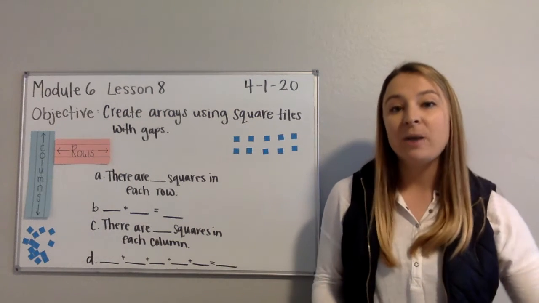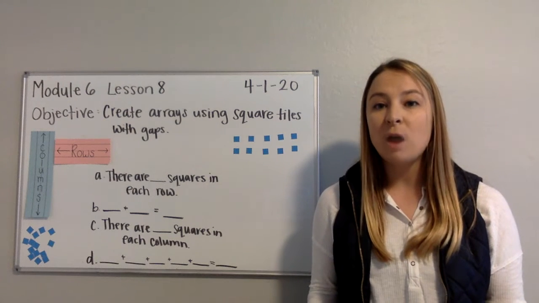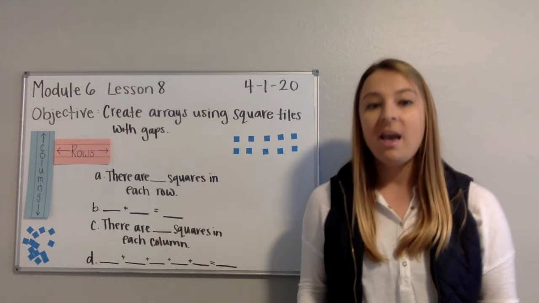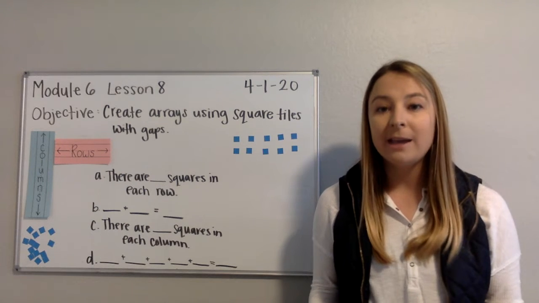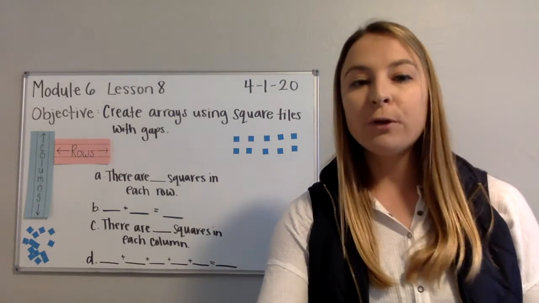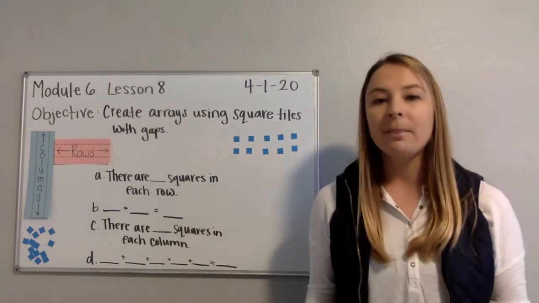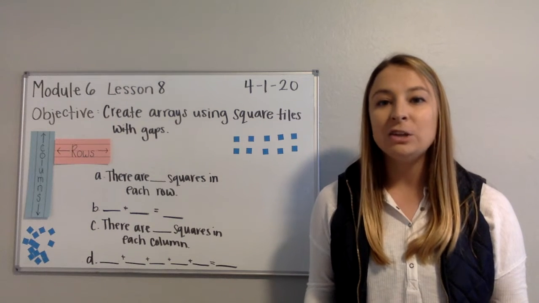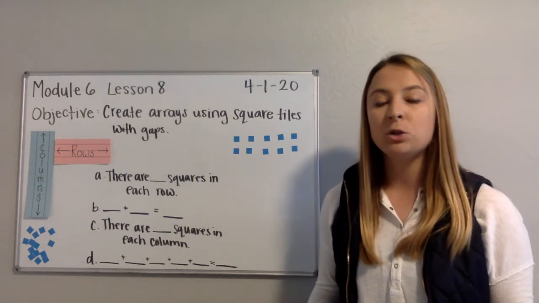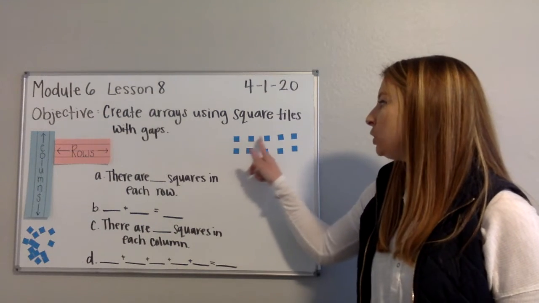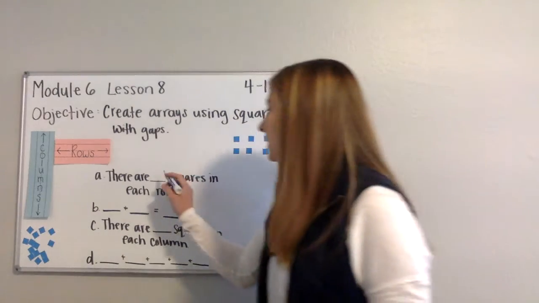Okay, now I have an array. I can clearly see my 2 rows, and I can see that each row has 5 counters in it. I have a series of questions here that I'm going to answer by looking at the array I made. So the first question, question A, is a statement saying there are blank squares in each row. So I'm going to look at a row, and I'm going to count how many squares are in that row. 1, 2, 3, 4, 5. I know that there are 5 squares in each row.